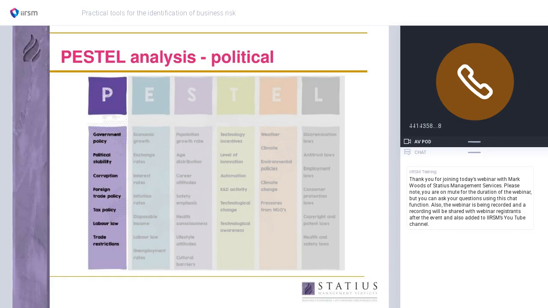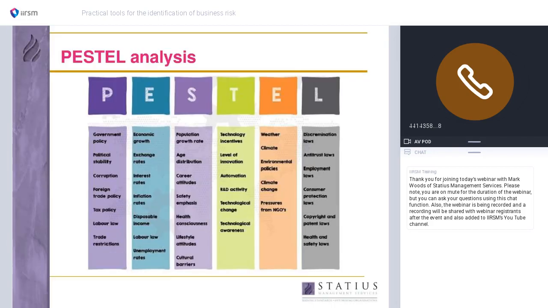PESTLE, which stands for Political, Economic, Sociocultural, Technological, Environmental and Legislative, covers decisions and changes made that impact your business, but are made outside of your business and, critically, over which you have absolutely no control.